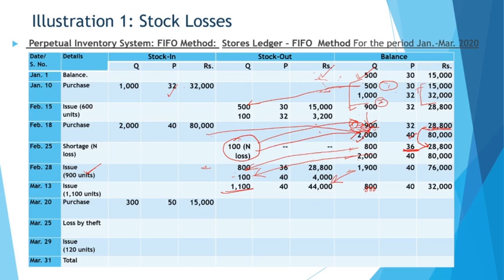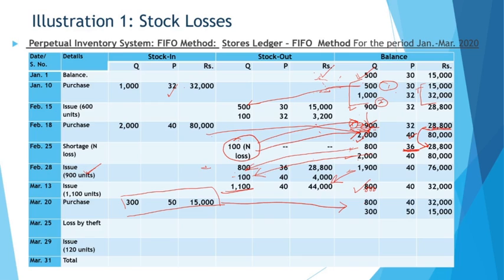Then you have another purchase. Now whenever we have another purchase, then both under FIFO and LIFO approach, the new lot comes after the available lot. So this lot is already available, so after this you will be writing the next lot. So lots are ordered as per the time period when they enter into the stores.